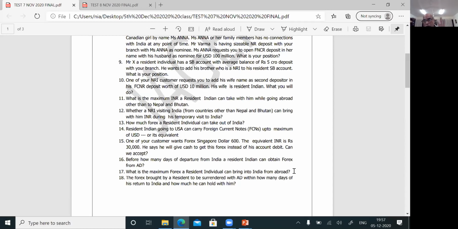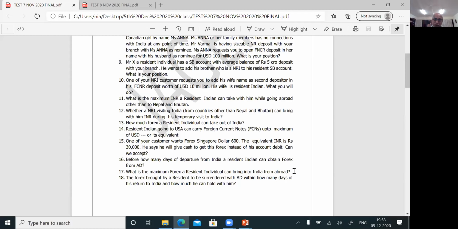Out of the forex, what is the maximum you can release in foreign currency notes to the resident? That depends upon the country of his visit. For USA, it is maximum 3,000 US dollars. Then, for releasing forex, whether the Indian equivalent rupee must be debited to his account, or you can accept cash: you can release the forex up to 50,000 rupees, cash can be accepted and forex can be released. Then before leaving India, before how many days can the authorized dealer release the forex to him? Before 60 days of his departure.